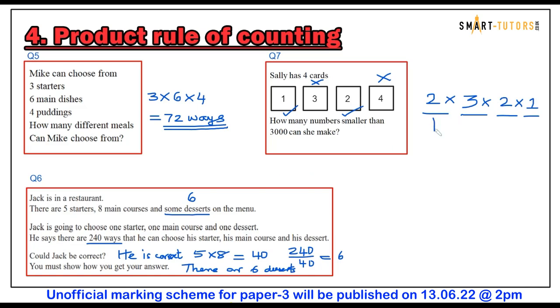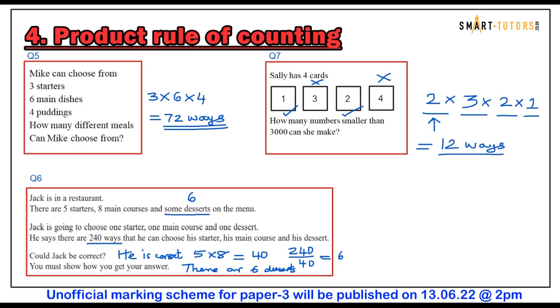So the first condition you need to satisfy: smaller than 3000 means the number can start from 1 or 2. There are 2 options. After you select the first number, the rest is 3 options available, then 2 options, then 1 option. Altogether 2 times 3 is 6, 6 times 2 is 12, 12 times 1 is 12 ways you can make the numbers. So that is question number 7.